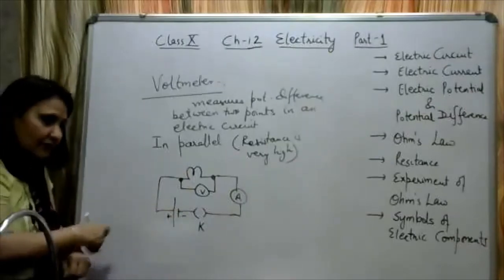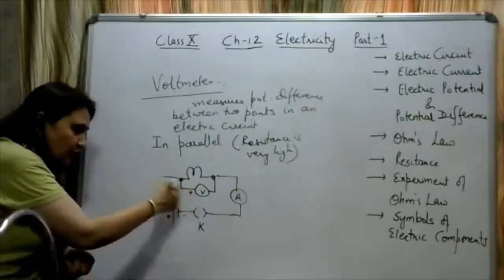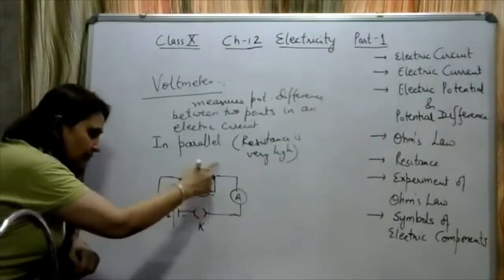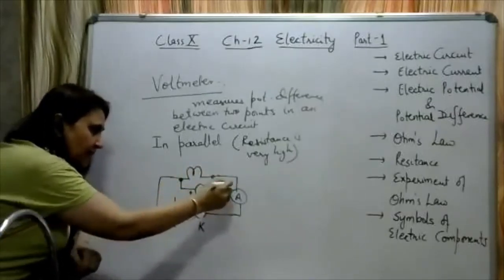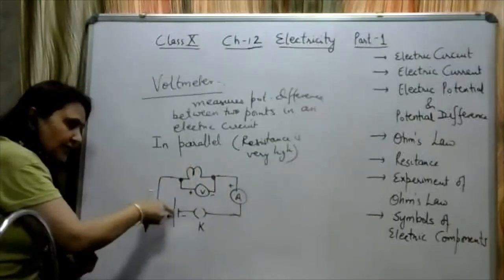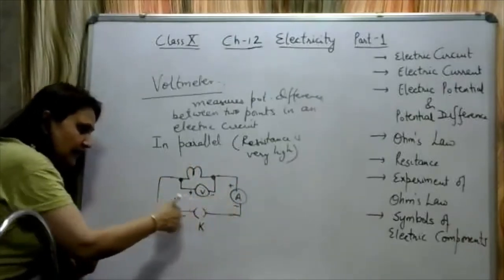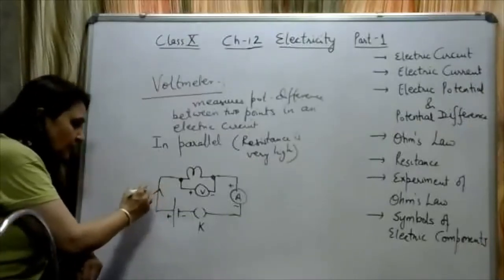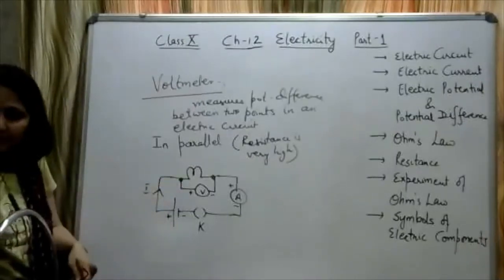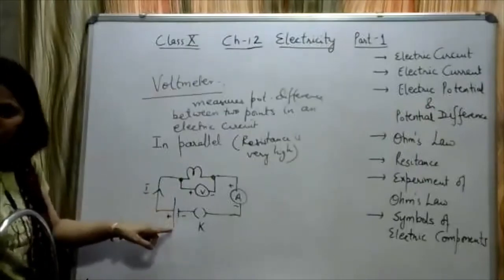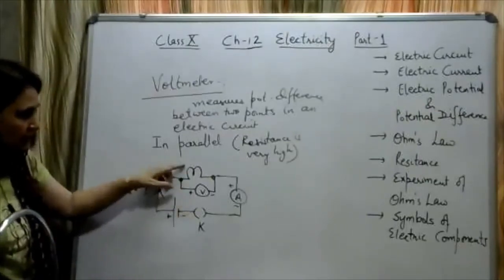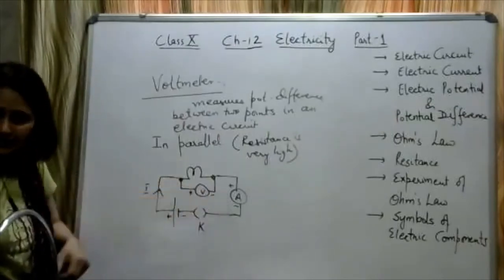This is the negative terminal. The positive of the voltmeter will be connected towards the positive side of the battery, negative towards the negative side. The same way, positive of the ammeter towards the positive side, negative of the ammeter towards the negative side of the battery. So this is a schematic diagram which has a number of electrical components: a cell, a key, a bulb, a voltmeter, an ammeter.